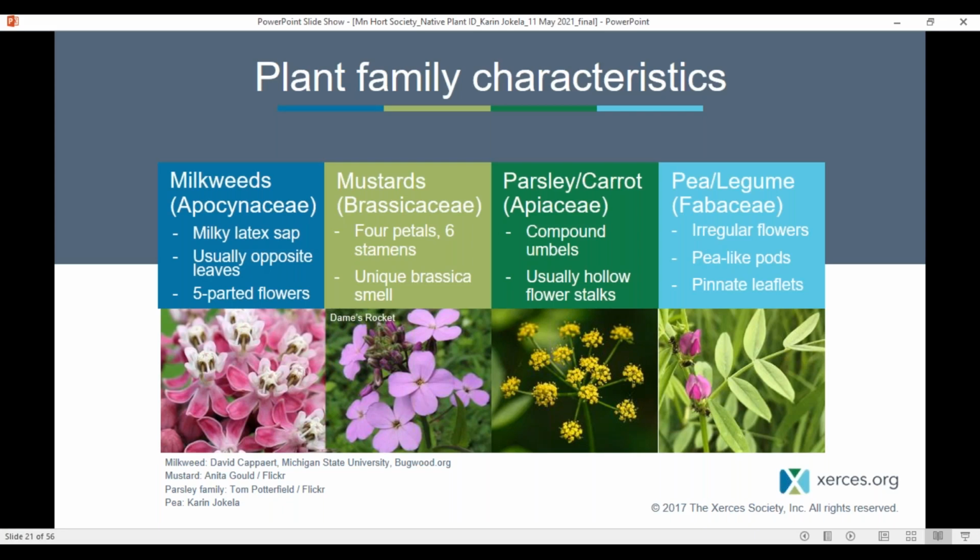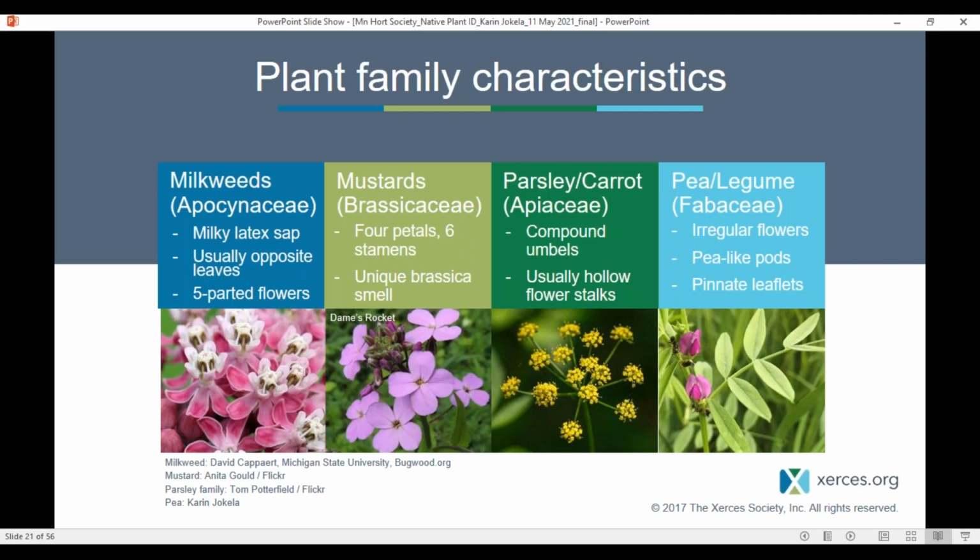And then the pea and the legume family. They have these really characteristic irregular flowers. They usually have pea-like pods. Usually you'll get to know this. Usually is sort of the standard for a lot of plants, which can be very aggravating. Usually legume family species have pinnate leaflets. So that's basically sort of feather-like. These are all leaflets that comprise one leaf.